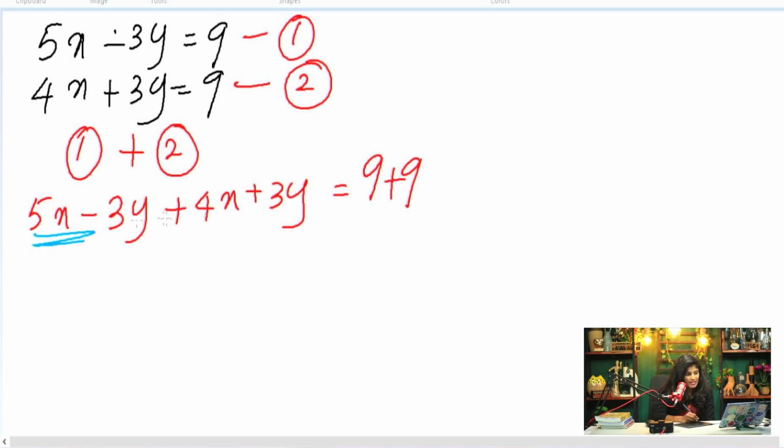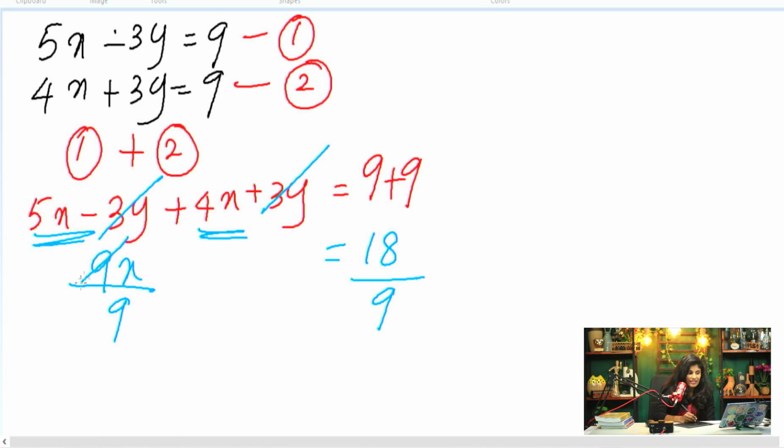5x plus 4x means 9x. Negative 3y and positive 3y are simplified. 9 plus 9 means 18. Dividing both sides by 9. Here 9 and 9 are simplified. Only x is remaining. Then you will take the answer for x as 2. x equals 2. Now I can substitute the value of x into equation number 1 or 2 to find the value of y.